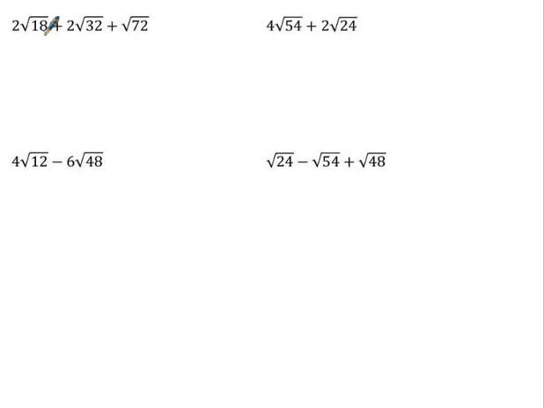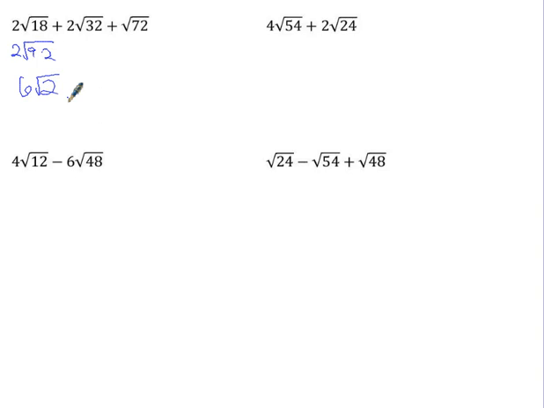Yeah. 9 times 2. So we have a 2 out front, square root 9 times 2. I can take the square root of 9 and I get 3. So that's 2 times 3, which is 6 root 2.